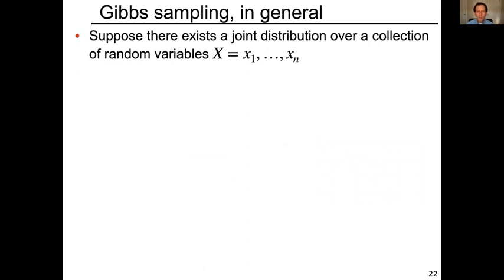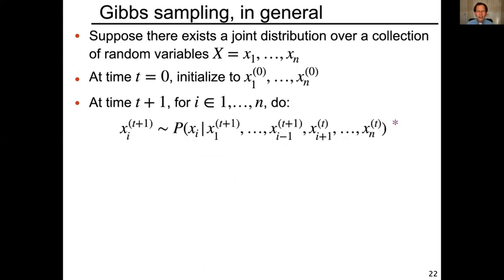Here's the formal general definition and characterization of Gibbs sampling. Suppose there's a joint distribution over a collection of random variables. We'll call that collection X, which is X1 through Xn. We initialize a set of values for those random variables. In practice, you can initialize randomly, but sometimes it's more useful to initialize in a less random way. Then we go forward a time step to time t plus 1, and within that time step we iterate through the random variables, for i from 1 through n.